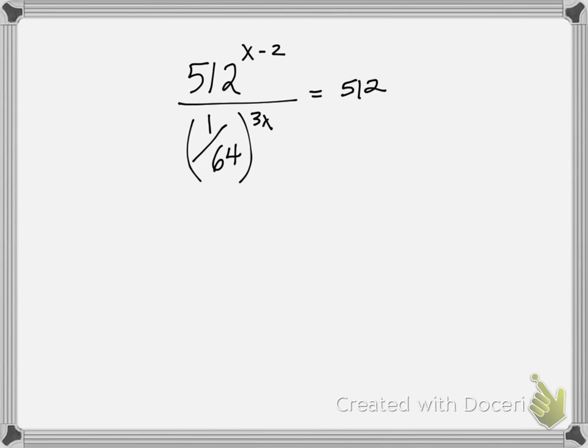To solve this exponential equation, the first thing we need to do is make sure that the bases match. So the base of the numerator is 512. The base of the denominator, just look at the 64. We'll modify to get 1 over 64. And then the right-hand side is 512.